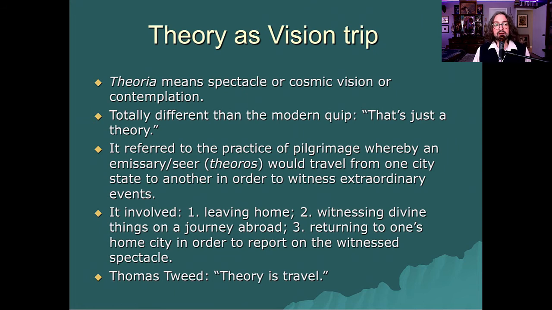Totally different than our modern quip, "Hey, that's just a theory." It referred to the practice of pilgrimage whereby an emissary or seer, a theoros, would travel from one city to another in order to witness extraordinary events like festivals and rituals. It always involved leaving home, witnessing divine things on a journey abroad, and returning to one's home city in order to report on what one witnessed. Thomas Tweed quips, "Theory is travel."